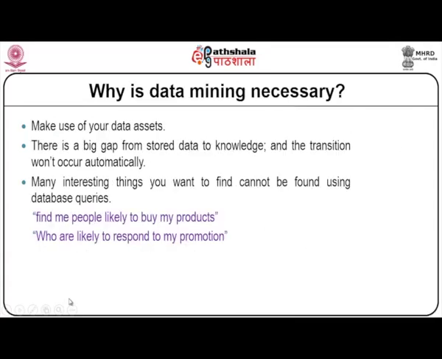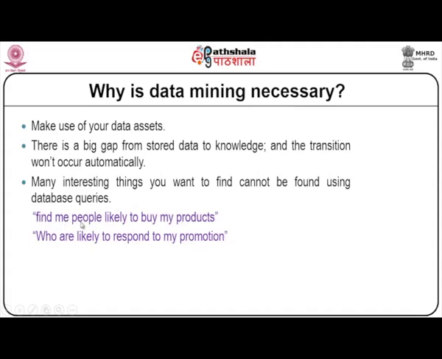Let us try understanding why this data mining is necessary. This data mining makes use of large data assets. There is a big gap from stored data to knowledge, and the transition won't occur automatically. Many interesting things you want to find cannot be found using database queries. Say for example, even if I were a very good user of SQL, most of the instances I may not be able to visualize and see.